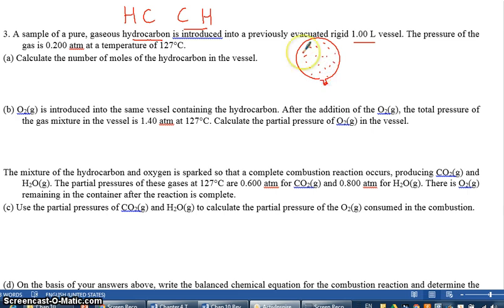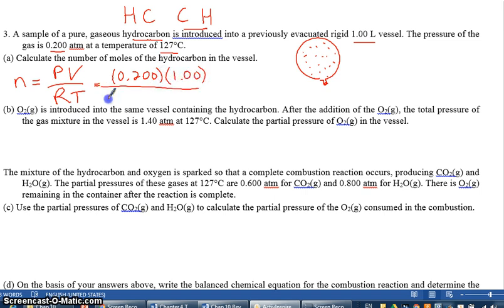They want us to know the moles. Well, they've given us all the parameters for P, V, and R, T. Why don't we solve for moles? And moles is PV over RT. In this case, the pressure is 0.200 atmospheres. The volume is given as 1 liter, makes it easy. R is still a constant, 0.0821. And our temperature is 127 plus 273. That should give us exactly 400 Kelvin.